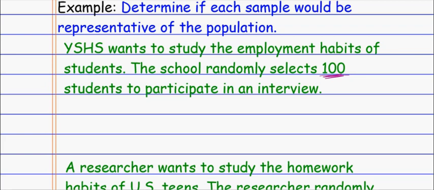Okay, if it was 100 compared to the world population, then 100 is way too small when you're comparing it to billions of people. So when we look at this, the sample is part of the population. That's the first thing we look at. So the sample is part of the population. 100 is a big enough sample size.